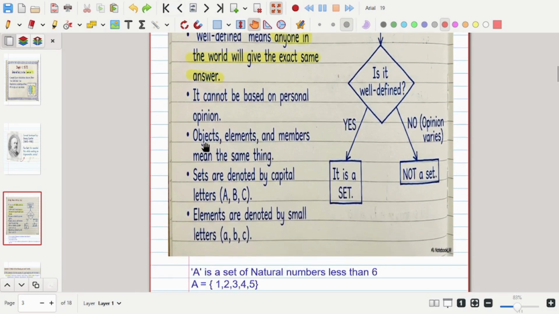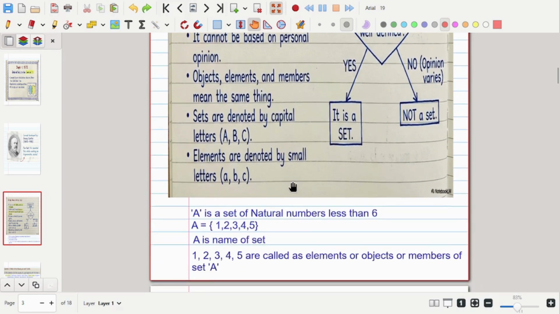Objects, elements, and members mean the same thing. They are synonymous. Sets are denoted by capital letters A, B, C, and elements are denoted by small letters a, b, c.